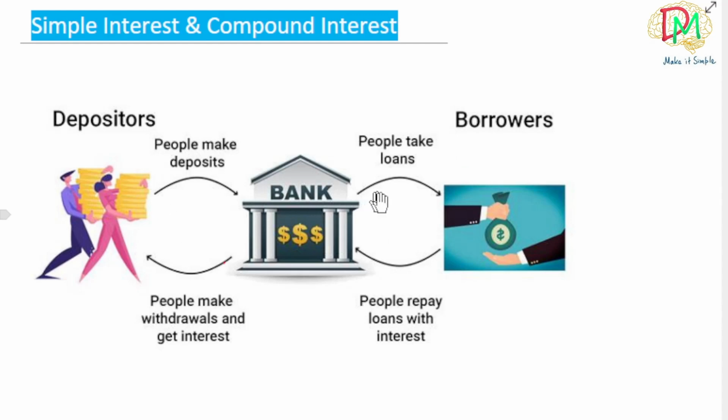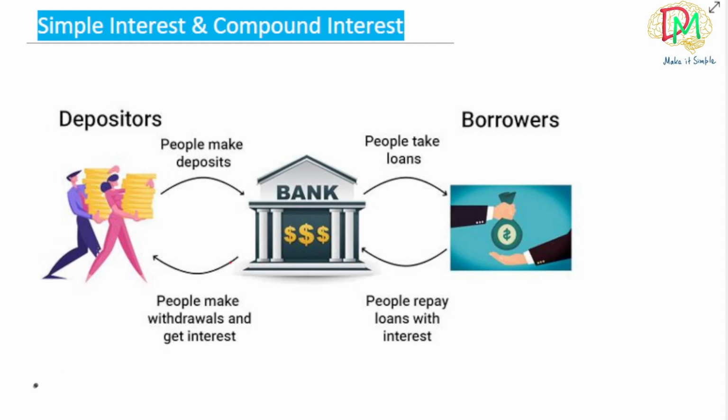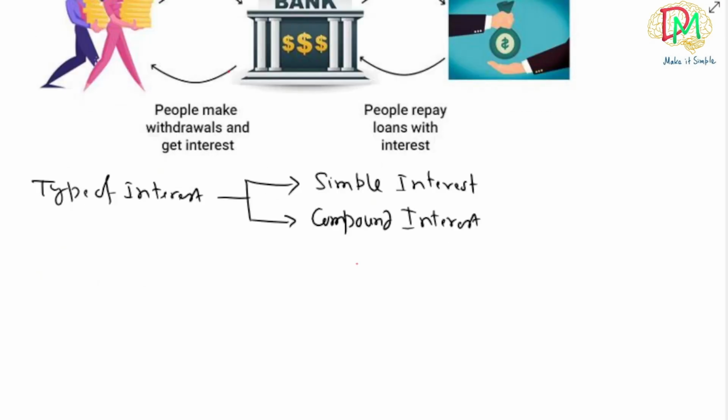So in this picture, the bank pays the interest to the depositor and earns interest from the borrowers, and this borrower interest is higher than the depositor interest. That difference is earned by the bank. Clear? There are two types of interest. One is simple interest, another is compound interest. First we learn the simple interest.